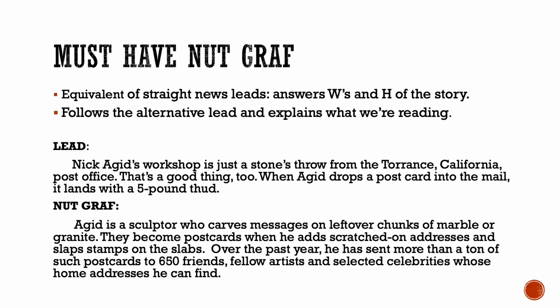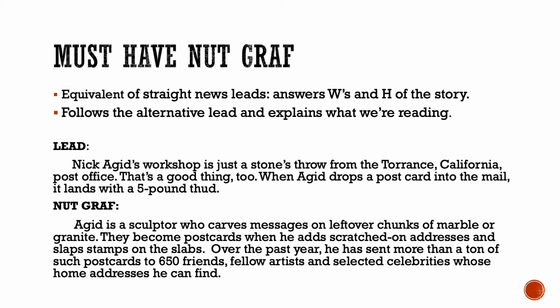Now, notice that the writer used some of the techniques that you might have learned before. So he adds scratched-on addresses and slap stamps on the slabs. If you remember from high school English, that's called alliteration. Now, you can't do that in a news story, in a serious story, but it works here. And he uses plays on words. He says leftover chunks and slabs, and he sent more than a ton of postcards, which is probably true. So that's a play on words, but I would imagine if he sent that many, then he sent close to a ton. Now think about it.